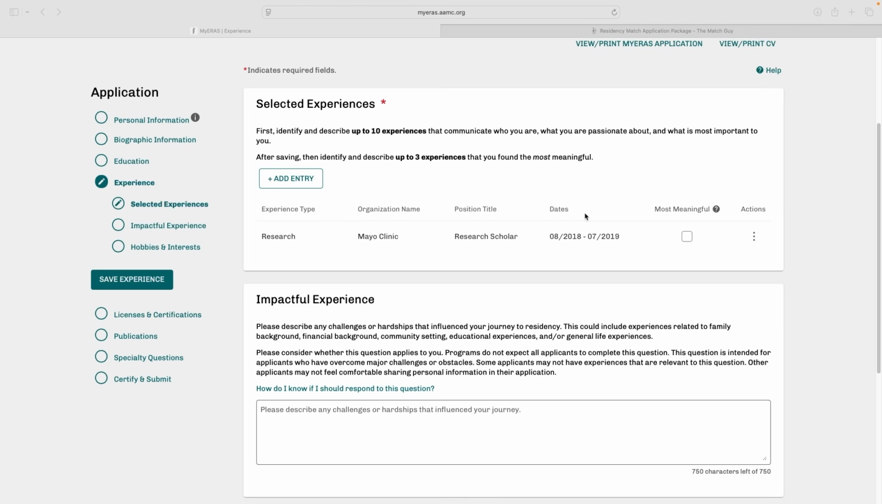And that's another thing our advisors can help you with, is identifying these experiences that can help portray you as a very good candidate for the residency spot you're seeking. And to do that on the ERAS, you just check this box, most meaningful, next to the experience that you want to pick as the most meaningful.